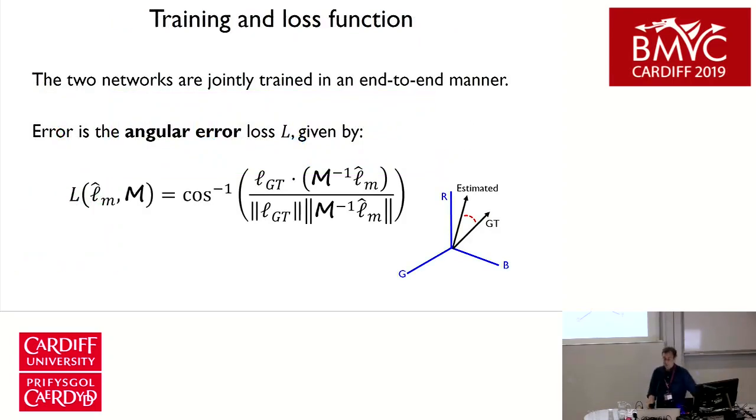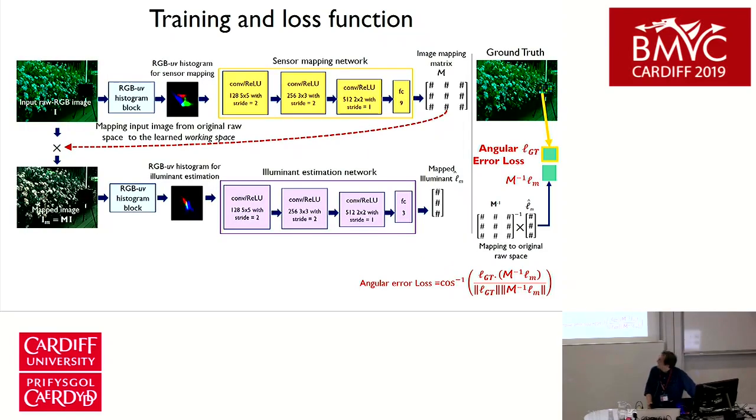The loss function is just simply the angular error. This is standard for all illumination estimation networks. We just use this angular error, so you're really just interested in the direction of the illumination. So you could think of the ground truth as just a vector in RGB. I'm going to show you how we get ground truth in a second. And then you just take your estimate and look to see how far away you are in terms of angular error. Okay, and so here I'm showing you the loss function. What we do is train the whole thing end to end by just back propagating this loss function, the angular error.